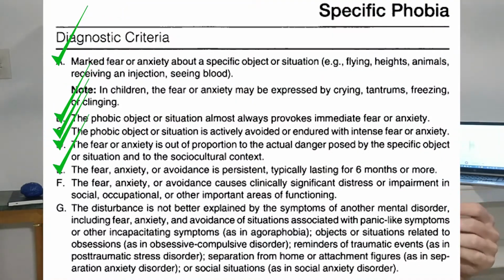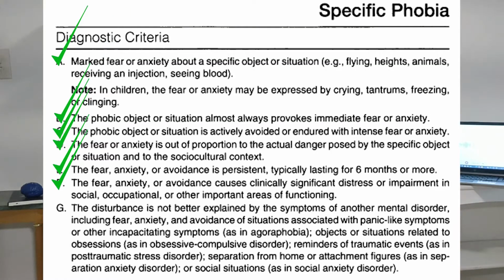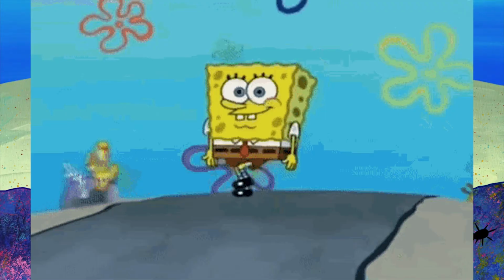Now, does it last for more than 6 months? I don't know the timeline in Bikini Bottom, but the show started in 1999, so I think it's safe to assume that it's been going on for at least 6 months. Now, it also causes impairment because he can't be a regular sponge that drives himself. Instead, he has to ride his unicycle or walk everywhere.